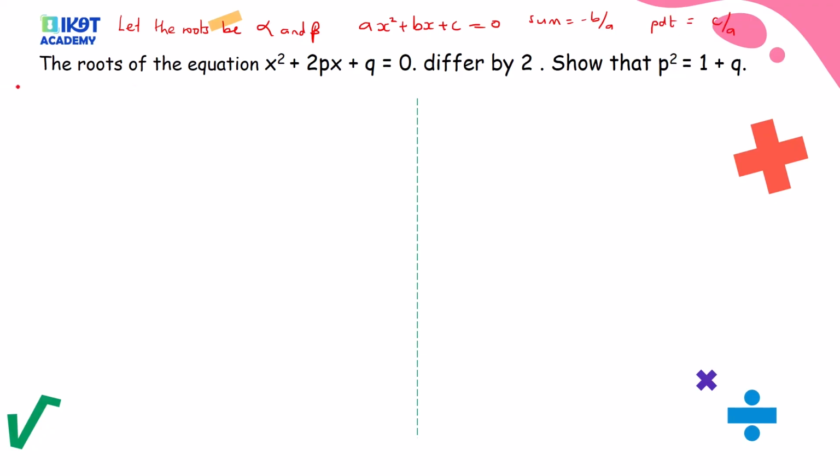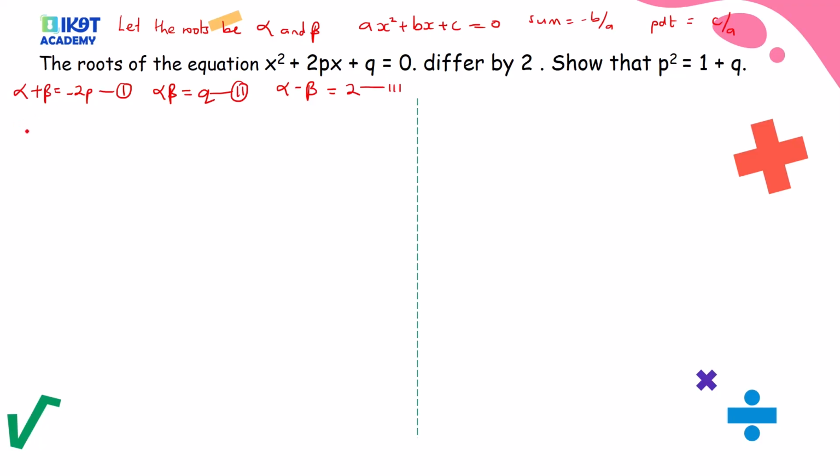So now here I'll come and say what is the sum. This is going to be negative 2p out of a, which is 1. So this is equation 1. Then the product of the roots will be c out of a, but here our c is q and a is 1. So this is equation 2. Now equation 3, I'll obtain it from the question, because the question has told us that the roots of the equation differ by 2. So alpha minus beta is 2. So I call this equation 3.